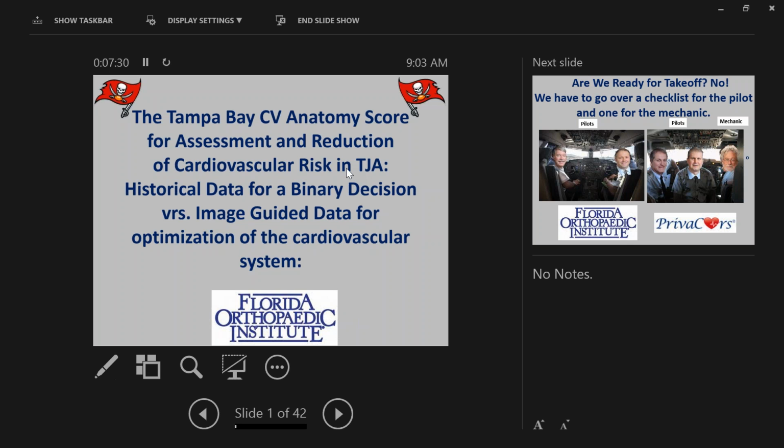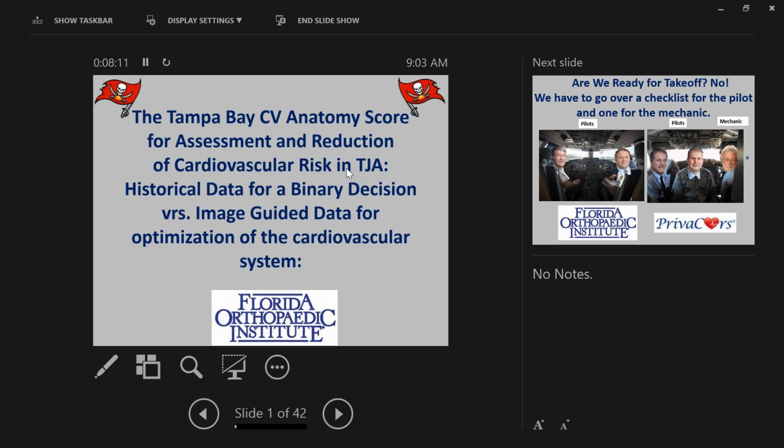We want to talk about the Tampa Bay Cardiovascular Anatomy Score, and that's our app for assessment and reduction of cardiovascular risk in total joint arthroplasty. That's hip and knee. We're going to compare the historical data for a binary decision, whether somebody goes to surgery or not, which is always being sought nowadays: okay, patient can go to surgery, it's fine, versus no, patient can't have surgery, it's too risky. That's one decision that is frequently made, especially in the hospital, and there's an app for that.